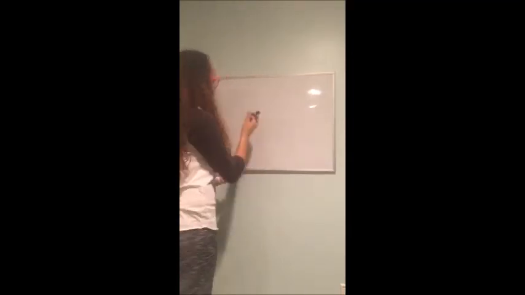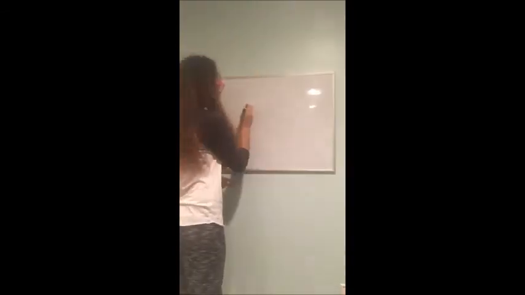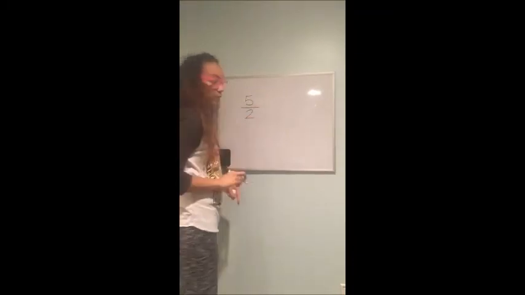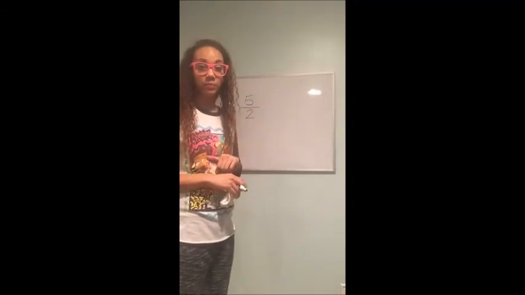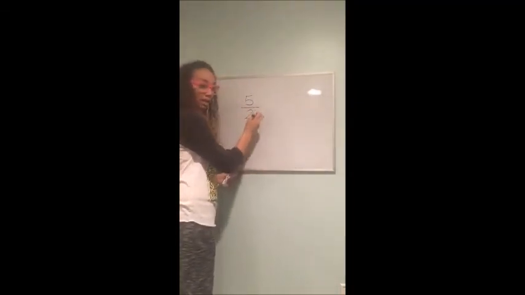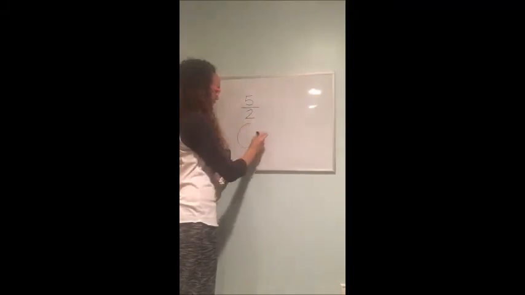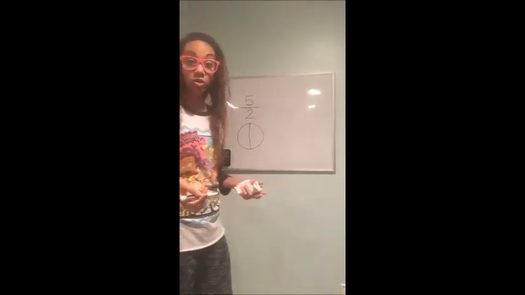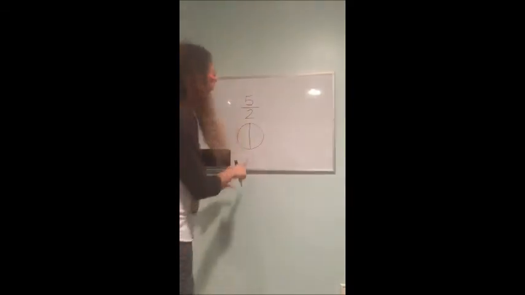Okay, let's try something a little bit tricky. I want you to do 5 halves. So pause the video, come back when you've drawn a picture of 5 halves. All right, so to draw 5 halves, I'm going to look at my denominator. That tells me that I'm dividing my shape into halves. I'm going to use circles, but you can use squares as long as they're divided into 2 equal pieces.